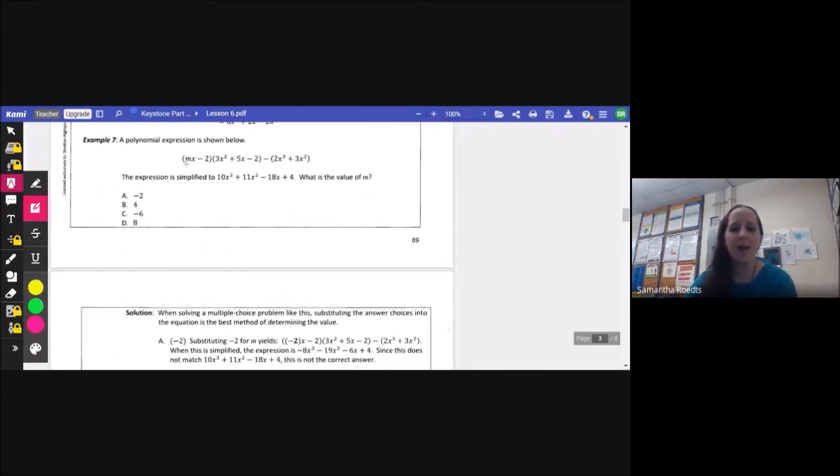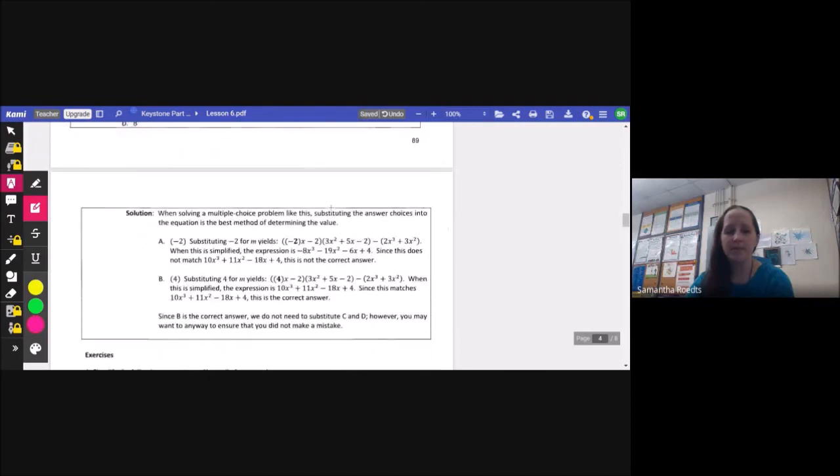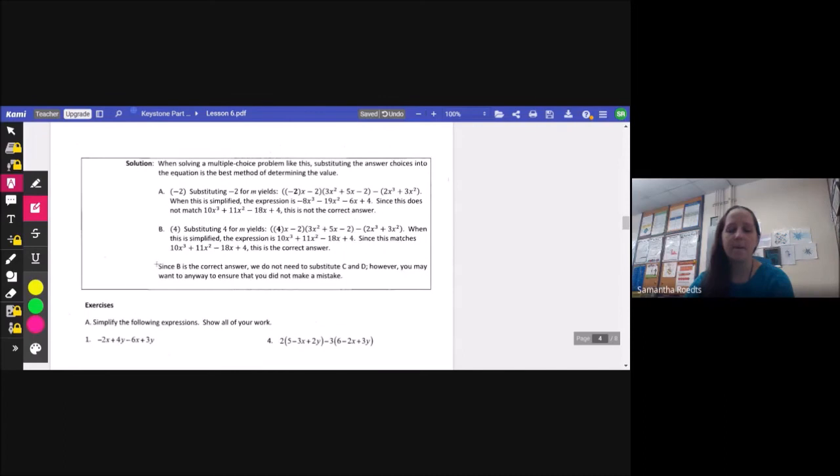So again, I had to multiply m times this 3x squared and then subtract 2x cubed when I simplify this out. So if I get 10x cubed at the end, I'm going to add 2 to both sides. So that's 12. So what times 3 gives me 12? Well, that's 4. So it has to be B. Okay. You can also substitute in answers. So that's actually what they did. They substituted it in. I just worked backwards.